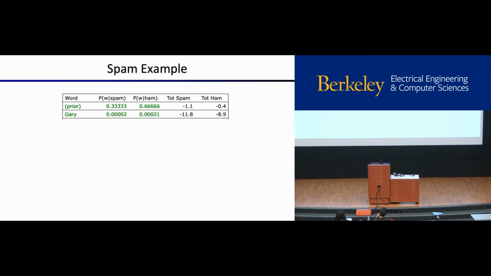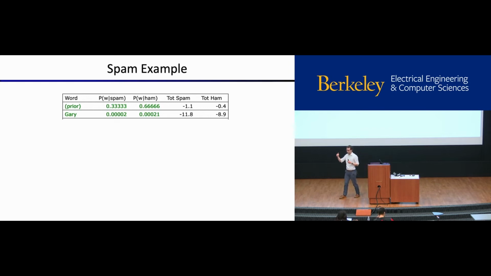For Gary, the probability of Gary given spam is 0.00002. And the probability of Gary given ham is about 10 times more likely. So we had a prior that said 2/3 of the time it's going to be ham. Then we got Gary as the first word of our email, and for that word, it's 10 times more likely to be ham than spam. Now what are these log probabilities doing over there? Think about what's going to happen.